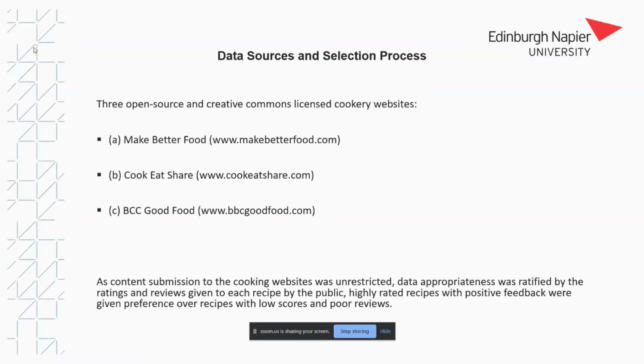So for our data source and selection process, we picked open source and Creative Commons licensed cookie websites, and that's to avoid the red tape of copyright. But also it allowed us to look at feedback that was given by people who had already cooked these recipes, so we could ensure that these were high quality recipes.